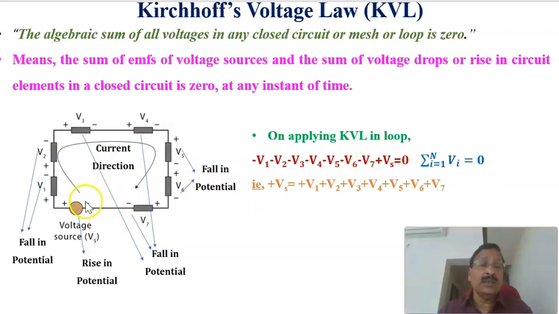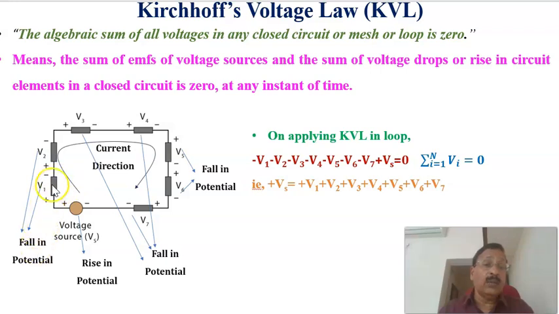Then coming to this, if you proceed like this, it is, sorry, minus to plus, so it is a potential rise. That is why plus V8 equal to 0. Therefore, if you rearrange this equation, V8 equals V1 plus V2 plus V3 plus V4 plus V5 plus V6 plus V7. This is the Kirchhoff's voltage law equation for this loop.